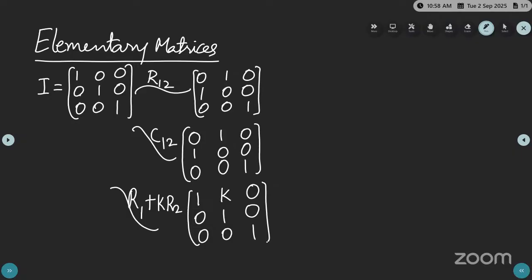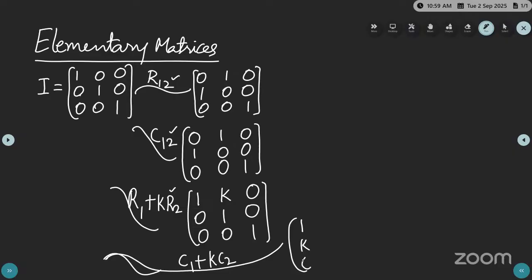By doing only one, either row or column, you may write this one: C1 plus KC2. What is it? C1 means the first column. 1 plus K0. Next, K. Next, 0. Next, 0, 1, 0. 0, 0, 1.